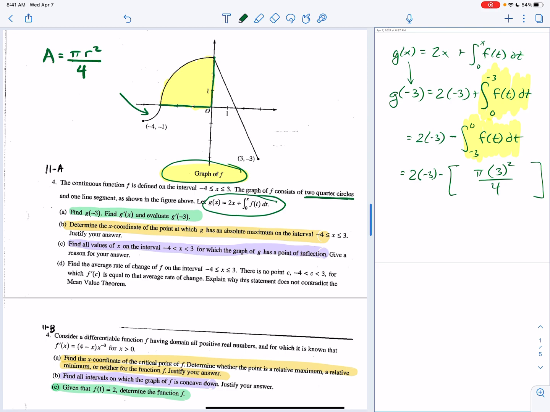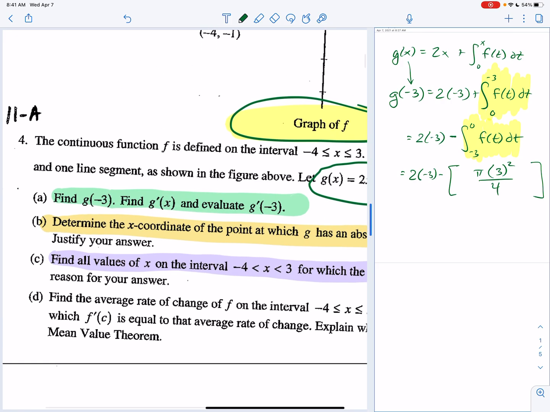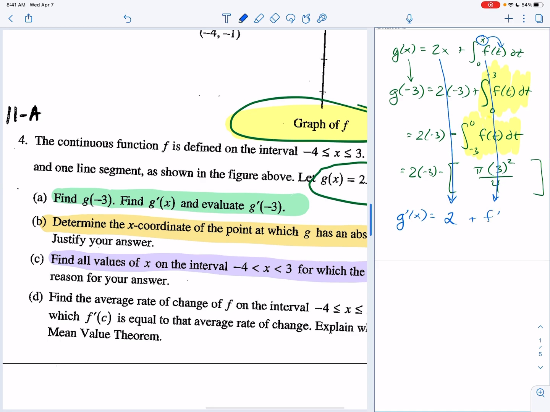So that's the first part. They ask you for g of -3, and then they ask you for g prime of x. So g prime of x is really just the derivative. The derivative of 2x is just 2. And remember, the derivative of an integral will cancel out. That's the fundamental theorem of calculus. When you take the derivative of an integral, they kind of cancel out, and you're just left with plus f of x.